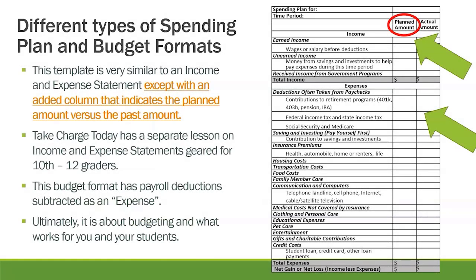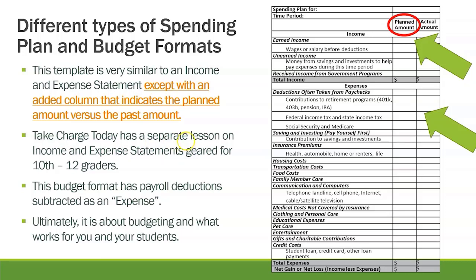There's all different types of spending plan and budget formats. This one's a little complex. This is very similar to an income and expense statement, except we have an added column with the planned amount. Take Charge Today has separate lessons on income and expense statements geared for 10th through 12th graders if you wanted to explore income and expense statements as well as budgeting.